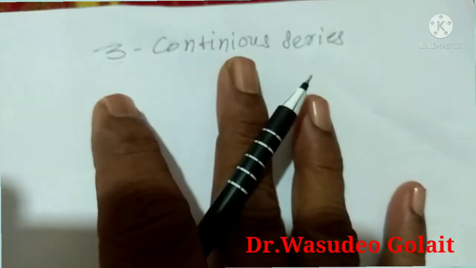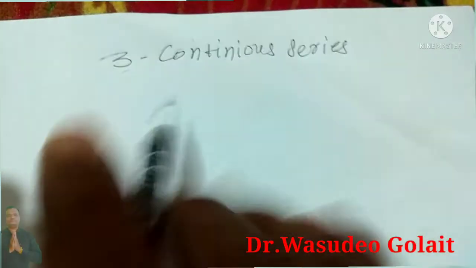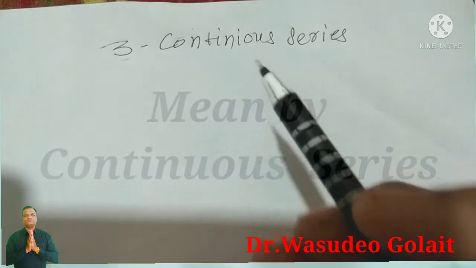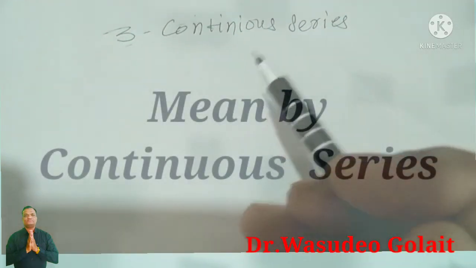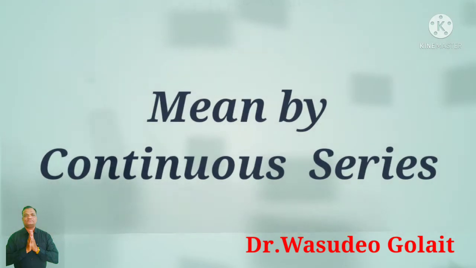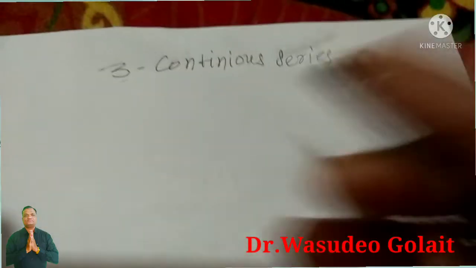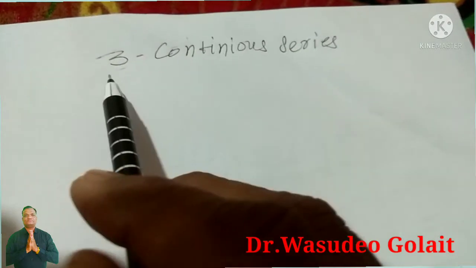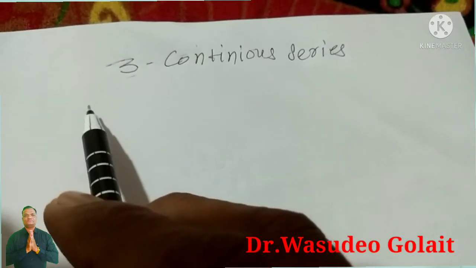So in continuous series, mostly the indirect method is applied, which we have learned already in the last video, in the discrete series video. In continuous series, the example is given as below.